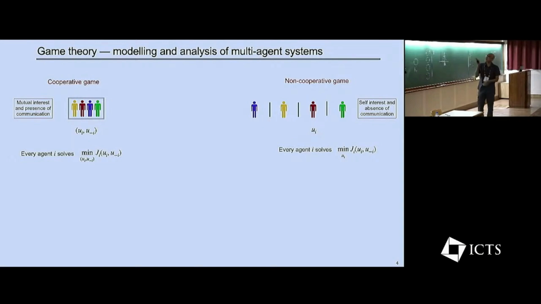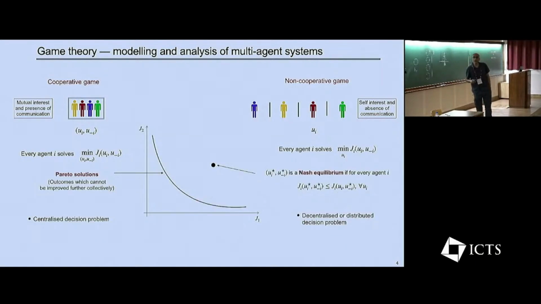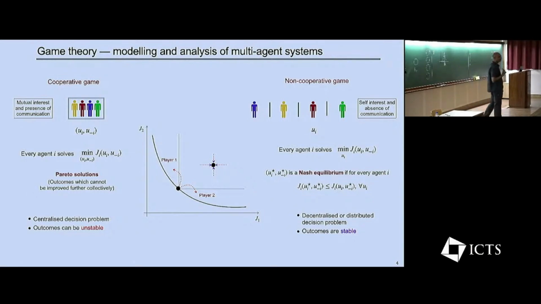When agents have no cooperation among them, then these strategic interactions are studied under non-cooperative games. In cooperative games, usually the outcomes are Pareto outcomes. In a non-cooperative game, the outcomes are usually equilibrium outcomes. So centralized decision problems are studied under the framework of cooperative games, and decentralized or distributed decision problems are studied under non-cooperative games. And by definition, an equilibrium outcome is stable with respect to unilateral deviations of the players, but that is not the case with cooperative outcomes.